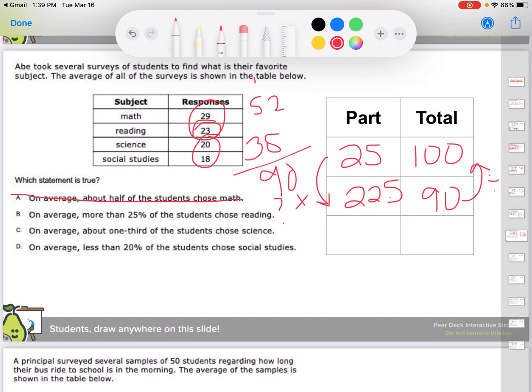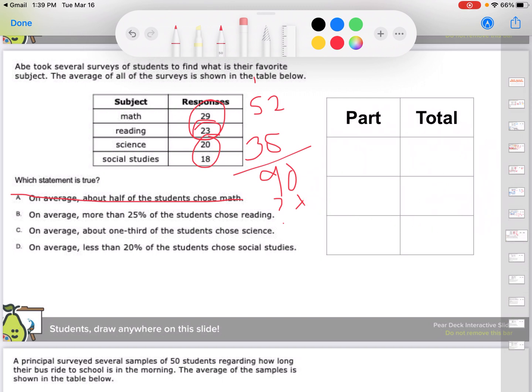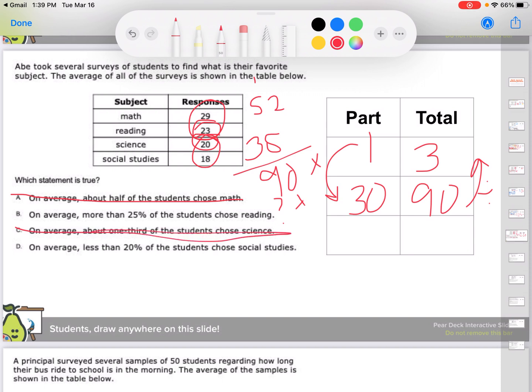On average, about 1/3 of students chose science. So that's 1 out of 3. So how many chose science out of 90? I'm going to divide and then multiply. So 90 divided by 3 is going to be 30. 30 times 1 is 30. So I'm going to check science. I only get 20, so that's out. So now I'm checking the last one.